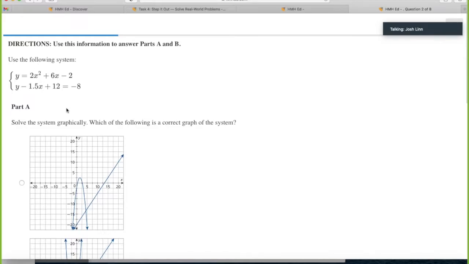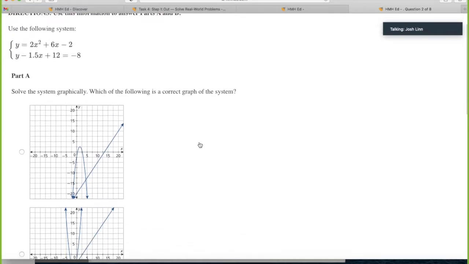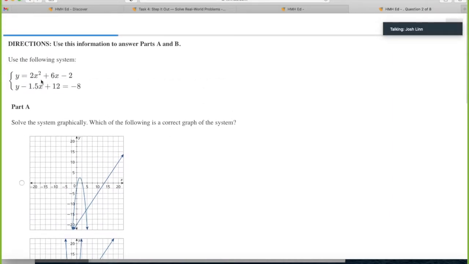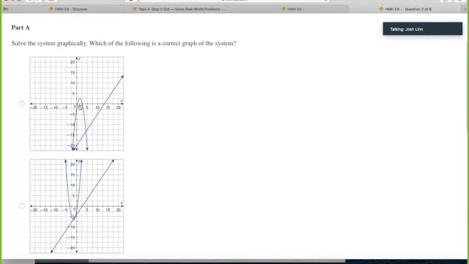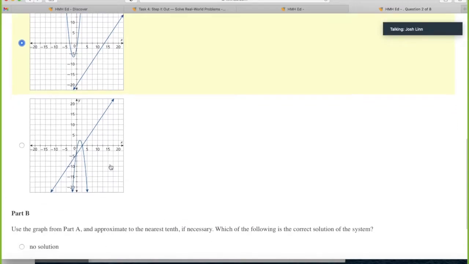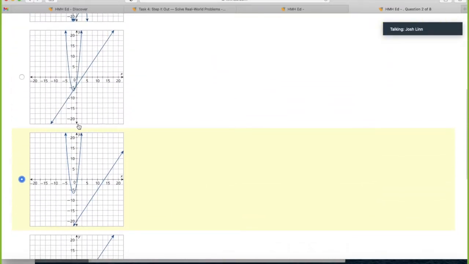Use the following system. Solve the system graphically. Which of the following is the correct graph of the system? So we're going to use a little bit of our testing strategy here. You could check these using a graphing calculator, but this is a parabola. It's facing up. It moved down at least 1 or 2 units. I'm sorry, down 2 units. So that one could be it. That one could be it. That one could not be it. So we're in these two.